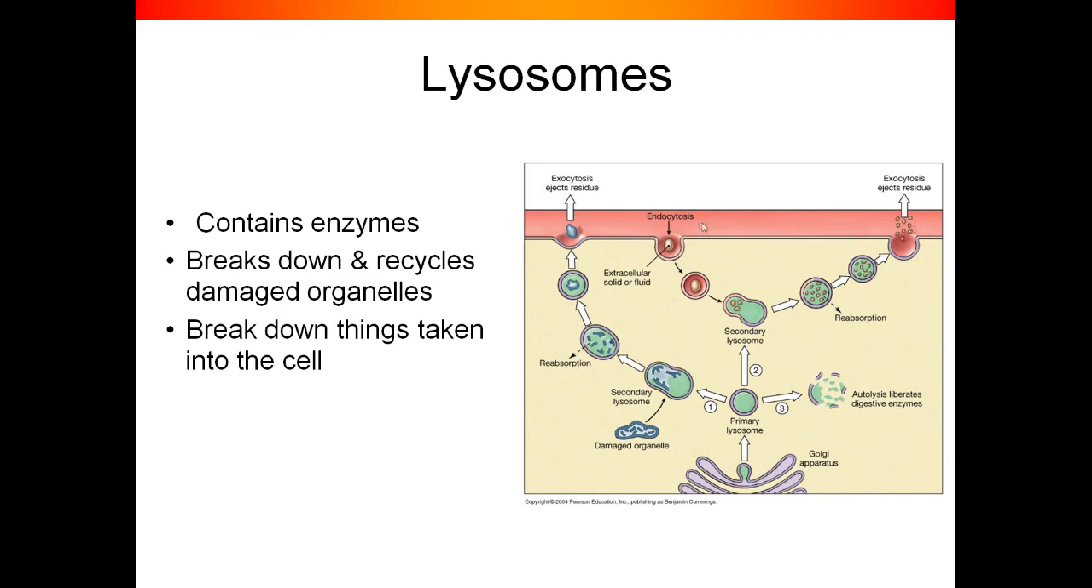Okay. Now, that's where something comes into the cell, and it comes in through a membrane-bound vesicle, and the primary lysosome could bind to that vesicle. The enzymes inside could break that substance down, and the nutrients or components that the cell could use could be absorbed into the cell, and the wastes could be discarded from the cell through the process of exocytosis.